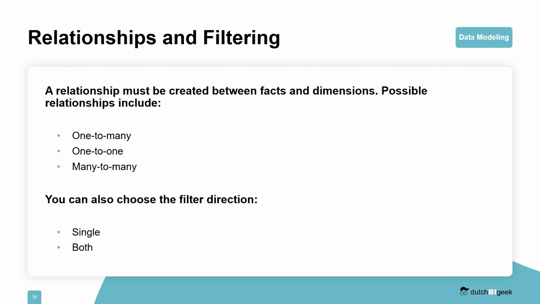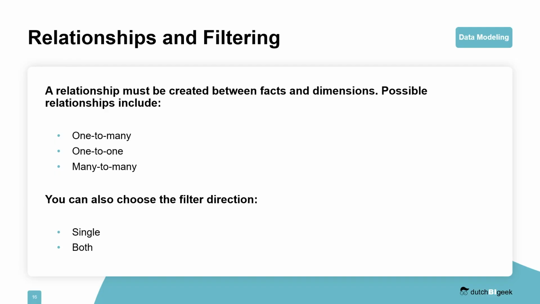Later in this presentation, I explain how you can create a better relationship between the many-to-many tables. You can also choose the filter direction, and we have two choices for that. We have the single. The single is we filter from the dimension to the fact, and if we use that relationship, that is the best relationship.